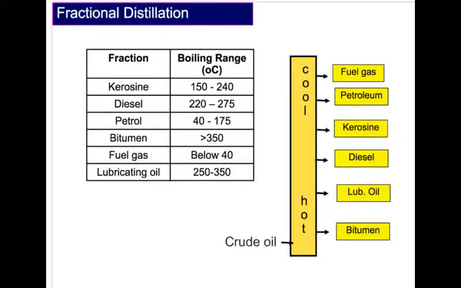Here's an example of how crude oil, when heated, can be separated into more useful substances. Here you can see that fuel and petroleum have a much lower boiling point. They are made of smaller hydrocarbons and have a lower boiling point. Here we can see bitumen. Bitumen has a very high boiling point, so we could assume that it is made of much larger molecules.